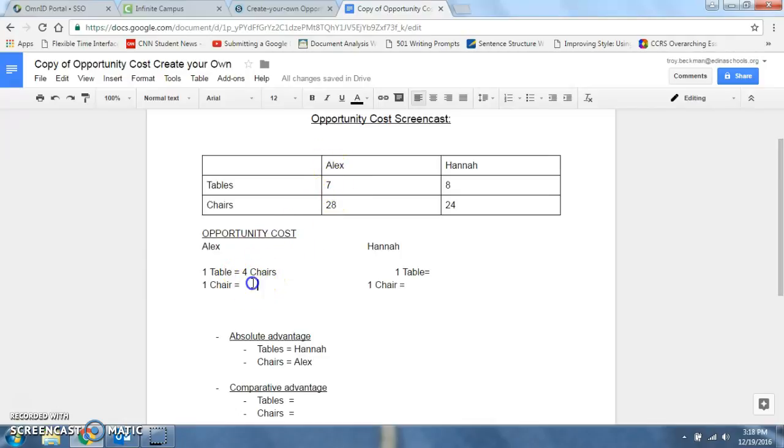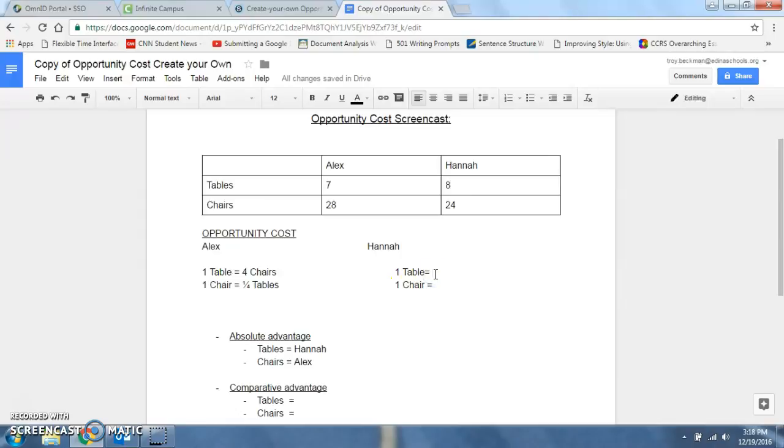And then it's just the reciprocal, so it's 1/4 tables. So for every 1 chair that he makes, he can make 1/4 of a table, because this one right here is 7 divided by 28. All right. Same over here for Hannah. Notice this number is a lot smaller. So if we're calculating her opportunity cost, it's going to be probably larger than it will be for chairs.